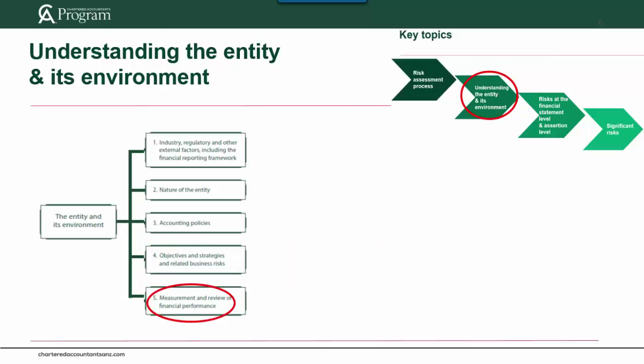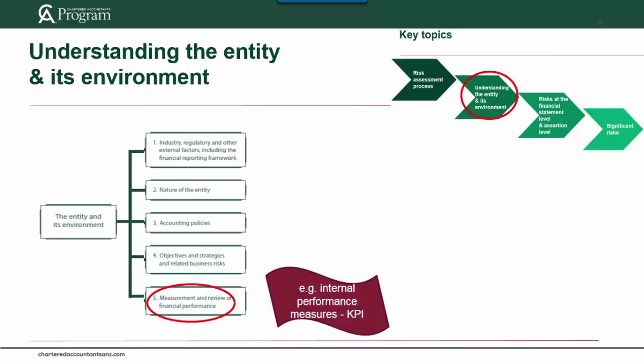An auditor can gain valuable insight into the risks of an entity by understanding how its management and external stakeholders measure financial performance. For example, an internal performance measure used by a retail business is revenue by store. This may be used as a KPI for store managers. This may provide management with the incentive to perpetrate fraud by manipulating the financial statements to overstate revenue.